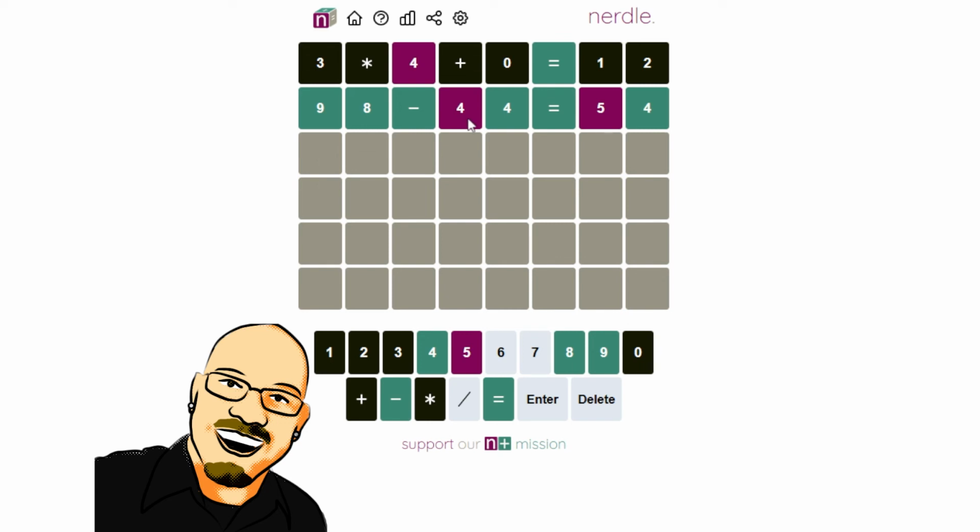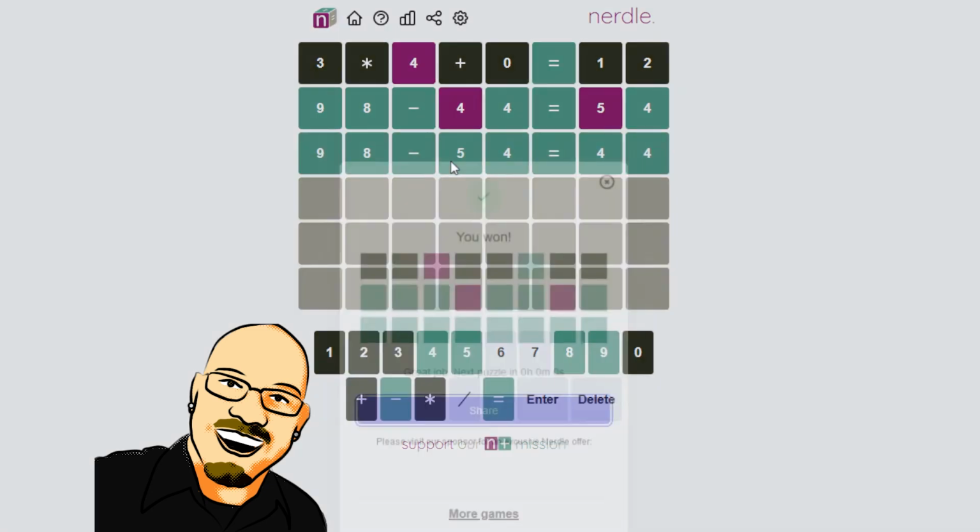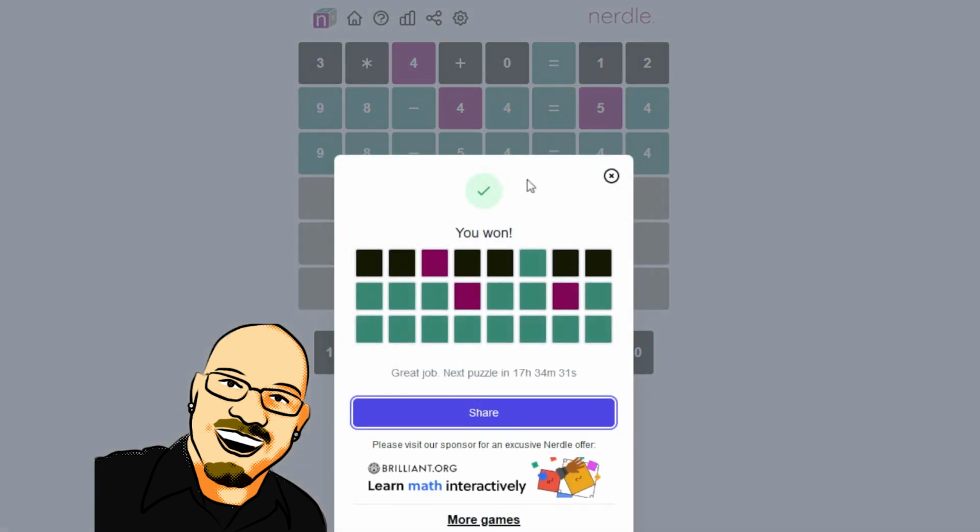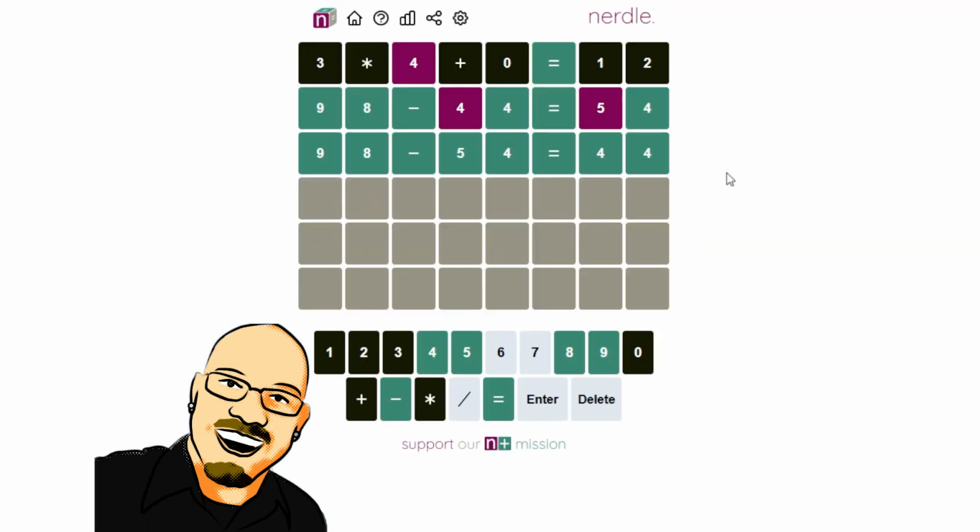That being said, we were graced with a lot of luck here. So, I think we all know exactly what the answer is. 98 minus 44 equals 54. Lots of doubles here. All right, got it in 3. Very fun puzzle. I've really enjoyed these lately.